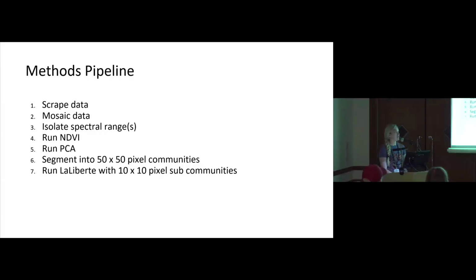Segment those into those 50 by 50 pixel communities that you were looking at, because it is 5 meters, so 50 by 50 pixels is 250 by 250 meters, and then segmenting those into 10 by 10 pixel subcommunities to get the alpha and beta diversity.